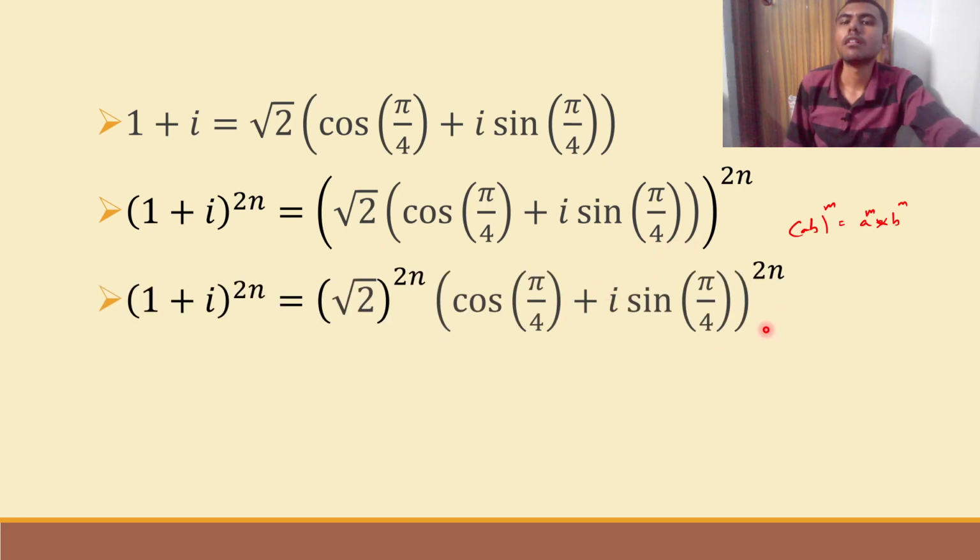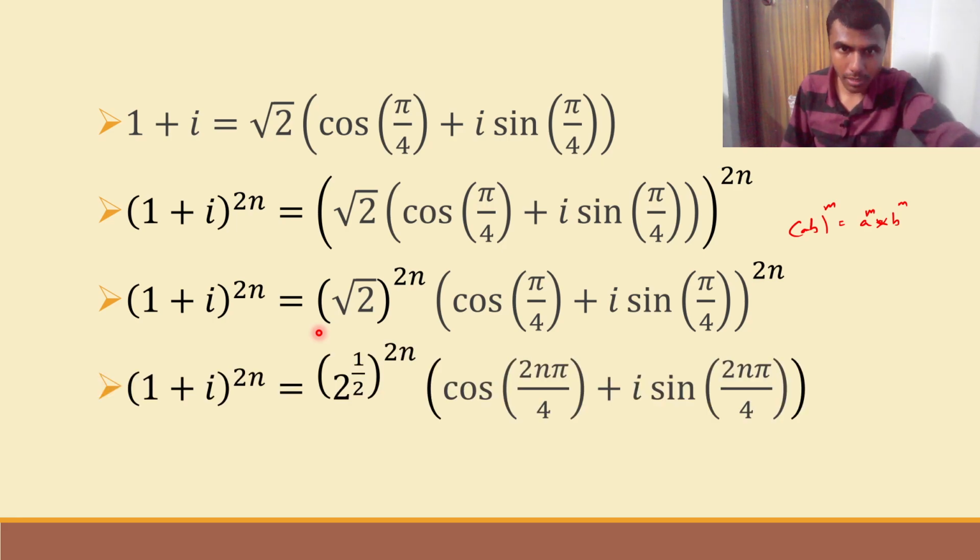Okay, fine. Now what is root 2? Root 2 is nothing but 2 power 1 by 2. So we have (2 power 1 by 2) whole power 2n. That's what I have. Okay, and now listen to me carefully.